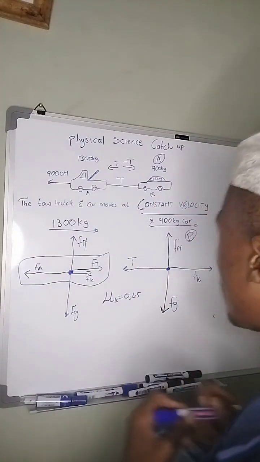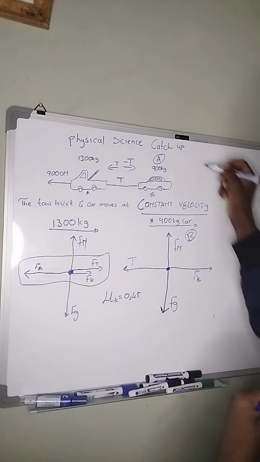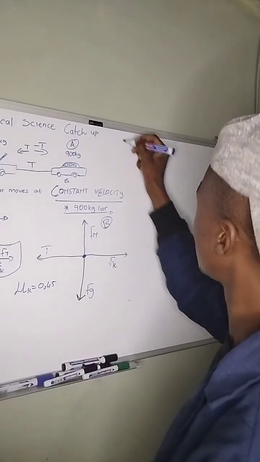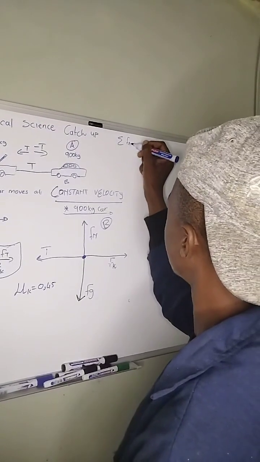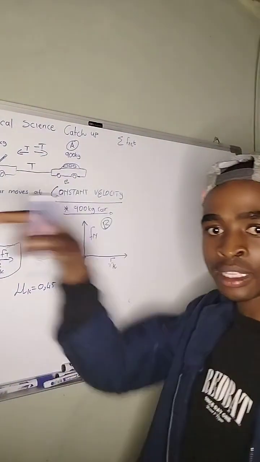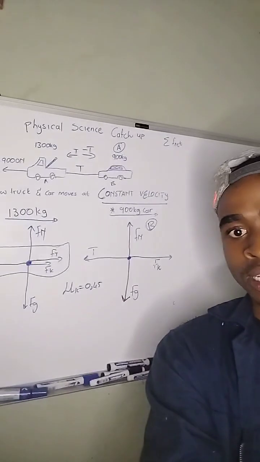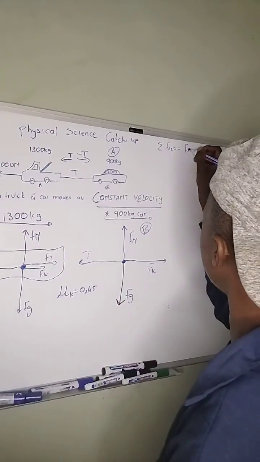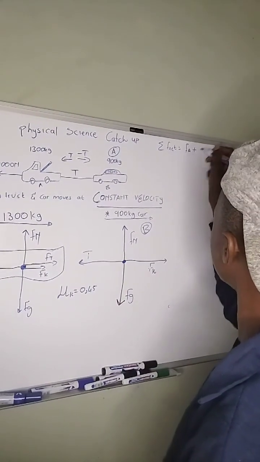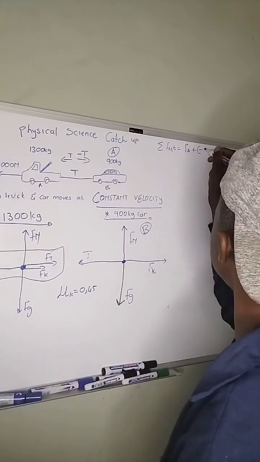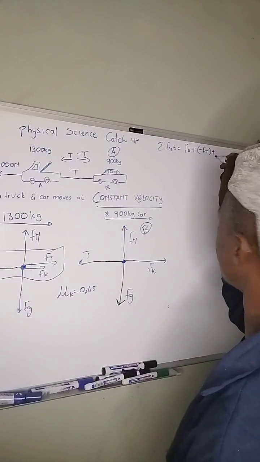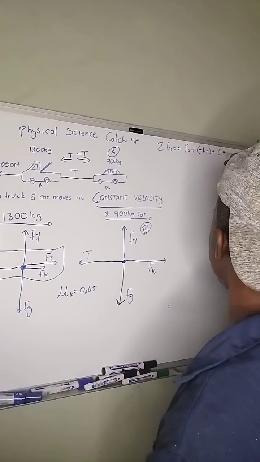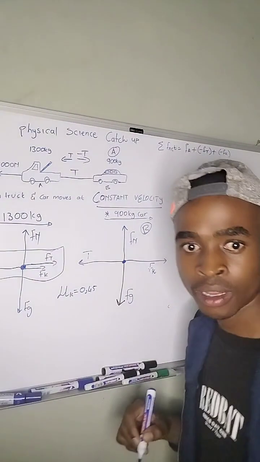So now, what am I going to do? I'm just going to say the F net. Now we are choosing that direction as positive, so F net is going to be equal to F applied plus negative Ft plus negative Fk.